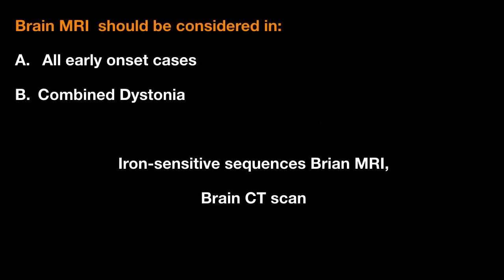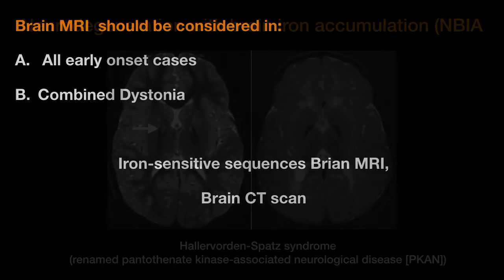Many dystonic syndromes have diagnostic brain imaging findings. Although brain MRI is not necessary for most adult-onset focal dystonia, it's indicated in all early-onset dystonia and also in combined ones. Please remember that MRI should include iron-sensitive sequences. Brain CT scan is indicated when looking for basal ganglia calcifications.